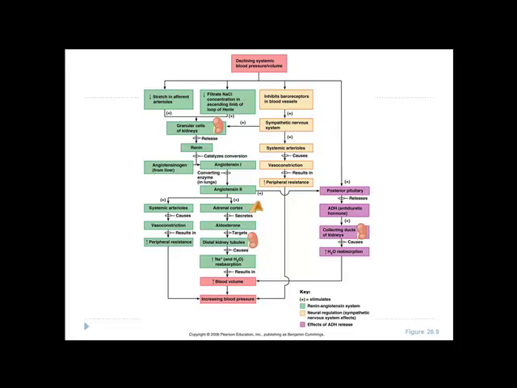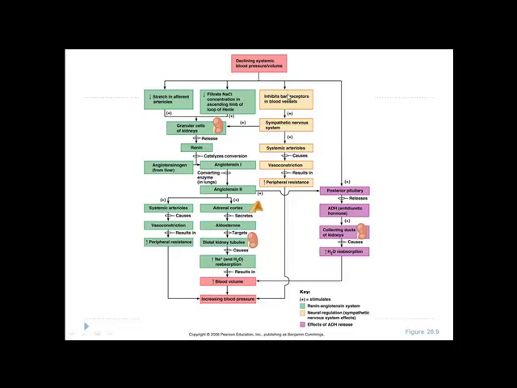Our angiotensin II does a couple things. It tells the systemic arterioles to vasoconstrict, and that increases peripheral resistance, which causes an increased blood pressure. Next, we're going to have the release of aldosterone, which tells us to reabsorb sodium. And we're going to reabsorb water. And then we're going to increase our blood volume. What will that do? Increase blood pressure.